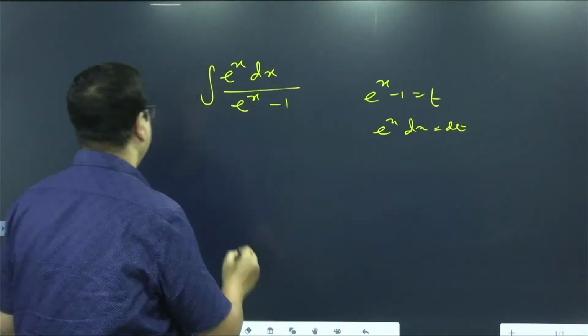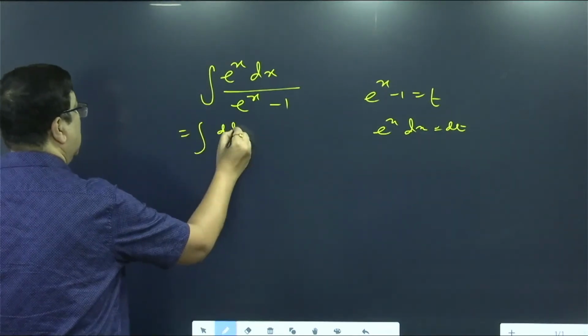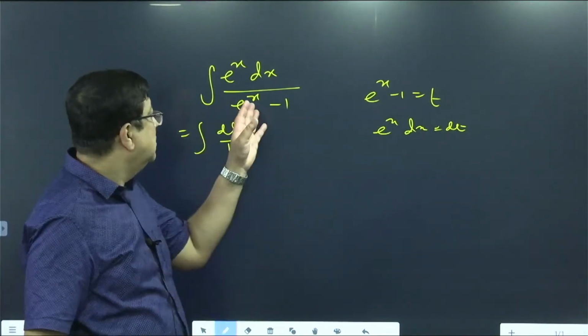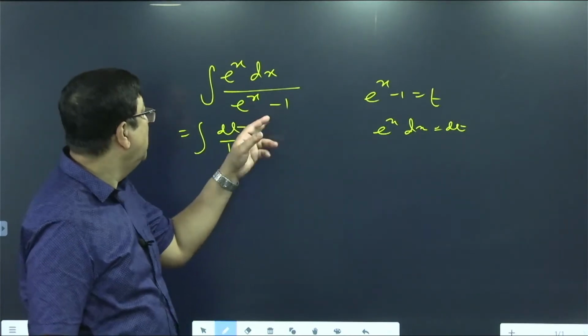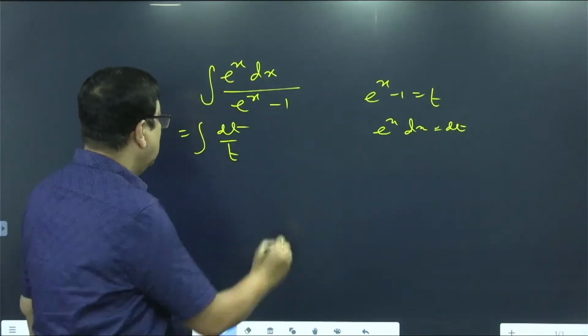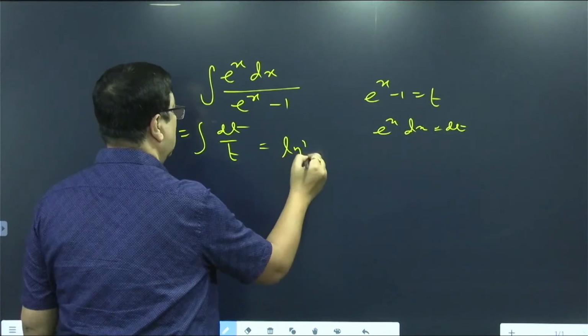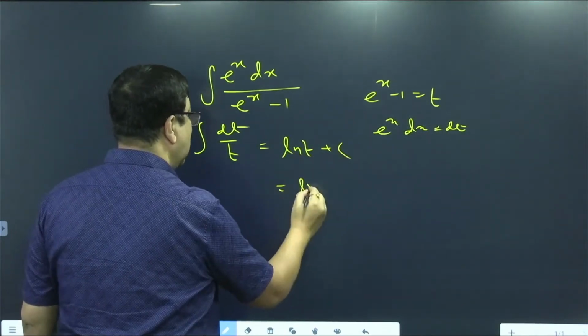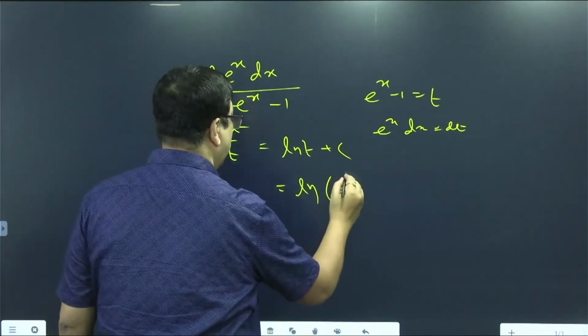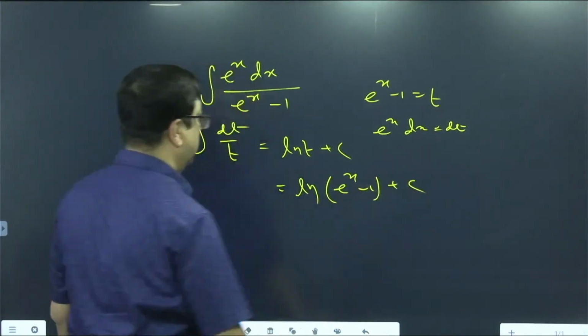Therefore we can write here dt by t. So everybody, directly we can substitute because its derivative is present here. Therefore dt by t is log t plus c, that is ln of e to the power x minus 1 plus c.